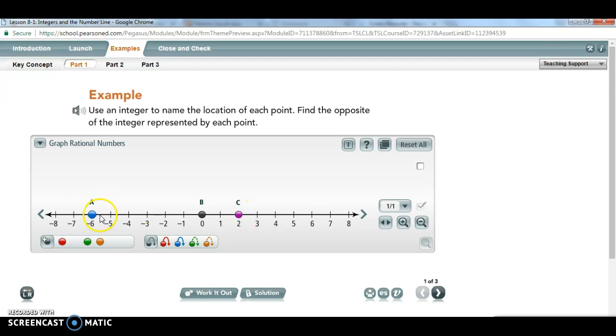So A is listed at -6. That is an integer. The opposite of -6, I'll take this red dot and place it at 6. So it's as simple as that. -6 and 6 are opposites of each other. I want you to tell me what the opposite of B is and what the opposite of C is. If you said that the opposite of B was 0, you're absolutely correct. 0 is the opposite of itself. If you said that the opposite of C is -2, that would have made you correct.